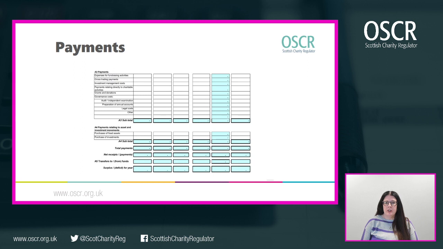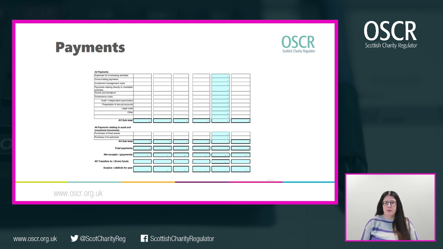Next then, we're going to look at the bottom half of the receipts and payments account, and this is where we record the payments. Again, the descriptions that are shown on the lines here are the descriptions that are required by law to be used for your payments. So firstly, we've got expenses for fundraising activities.